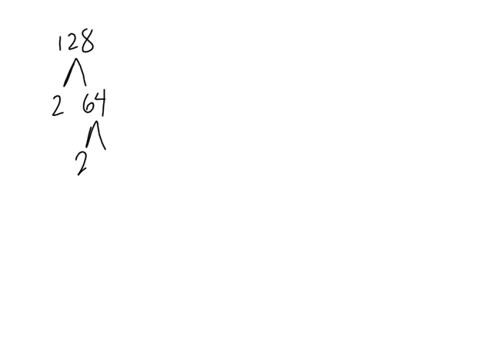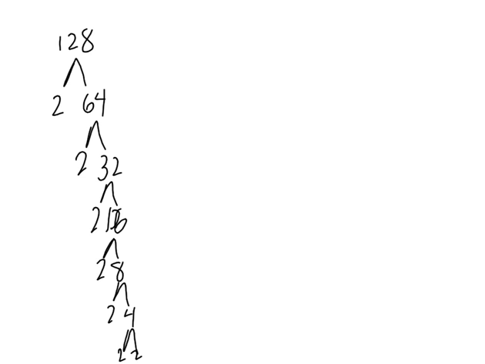So divide by 2. That will leave me with 32. I can divide by 2 again, and that leaves me with 16. Divide by 2 again, gives me 2 and 8. Divide by 2 again, I get 4. And finally that breaks down into 2 and 2.